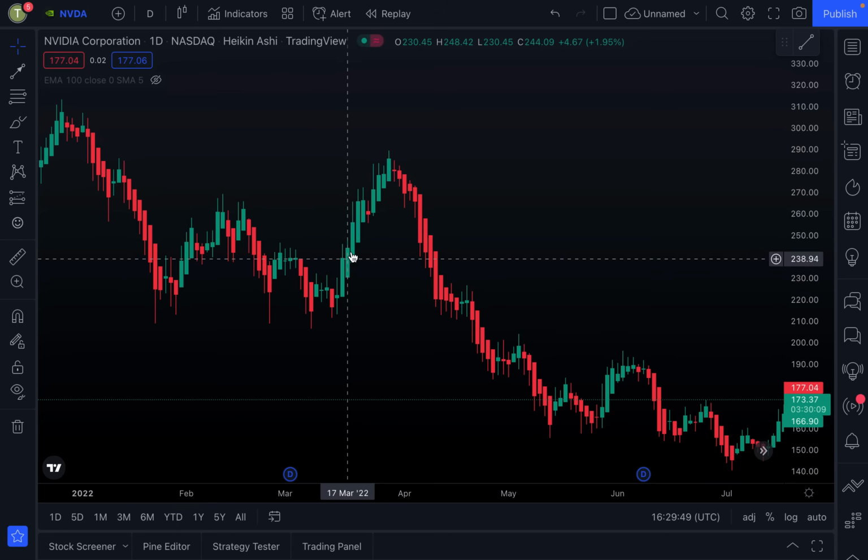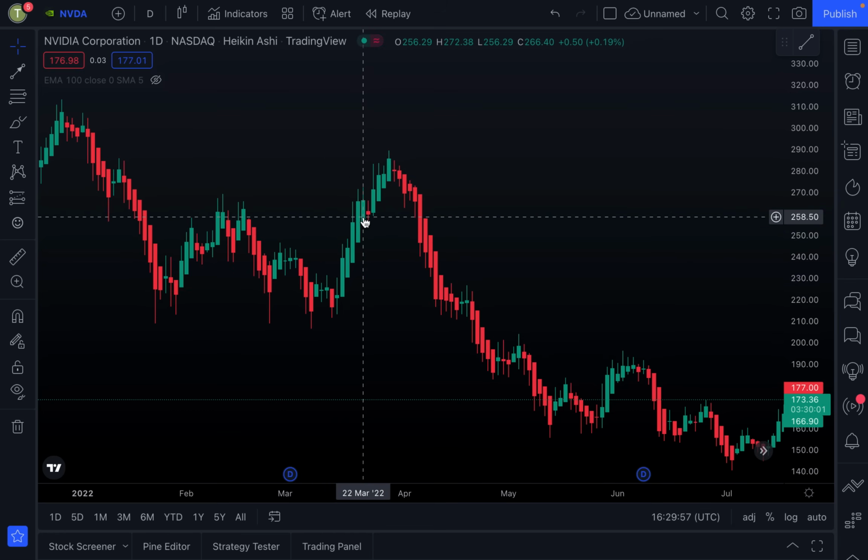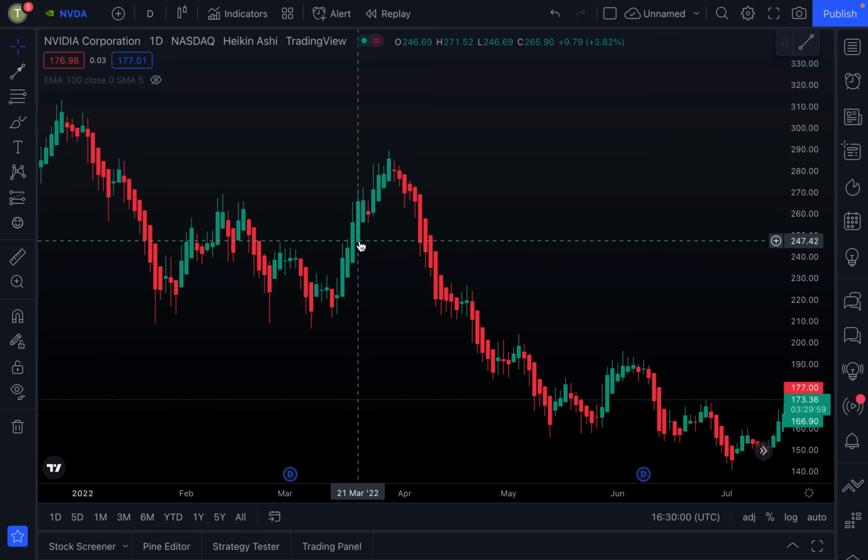In fact, you see multiple examples of this right here. All of these candles have relatively larger bodies. They're all green. None of them have a lower wick. This indicates a very strong uptrend here.